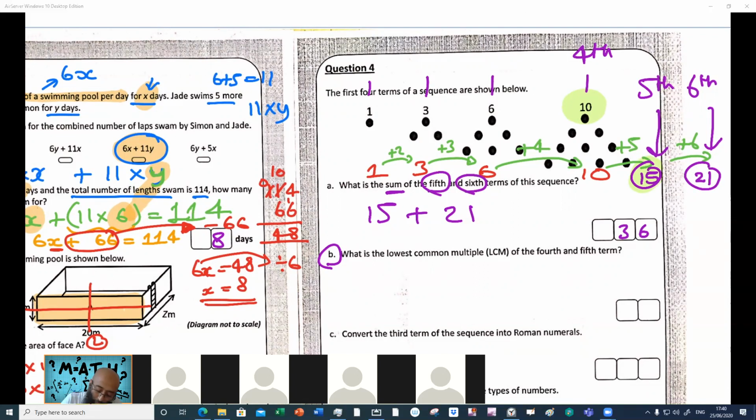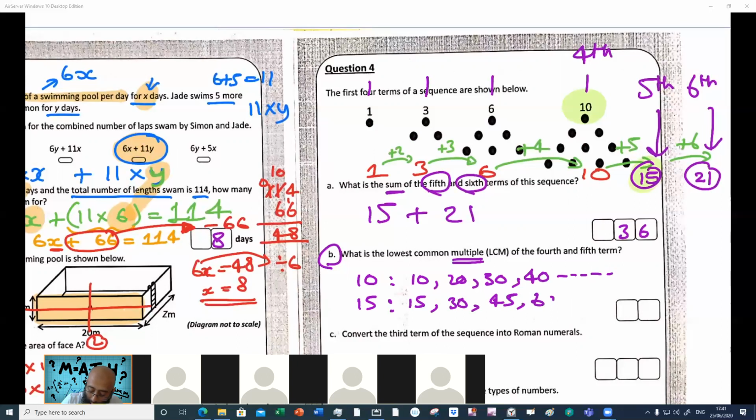Now, what does that mean? What do they want us to do? The key clue is the word multiple. What does multiple sound like? Like you times it, multiplying, absolutely. So let's do the 10 times table: 10, 20, 30, 40, and so on. Give me the 15 times table. 15, 30, 45, 60, and so on.